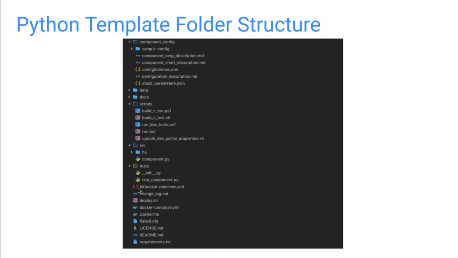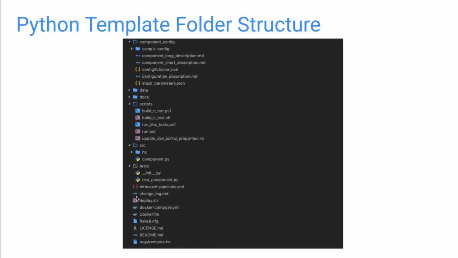Bitbucket pipelines: with the template, we provide you a Bitbucket pipelines file by default, so you don't have to redefine the pipelines itself in Bitbucket. Then there is the change log. This is where the user can put down the list of changes they apply to the code every time a new feature is added or something needs to be debugged. This will be a good place to put down everything other than the commit messages.